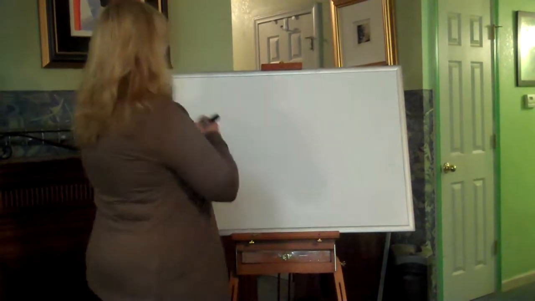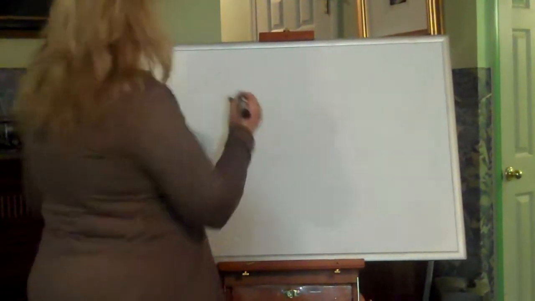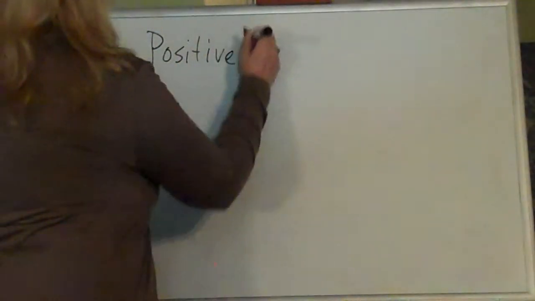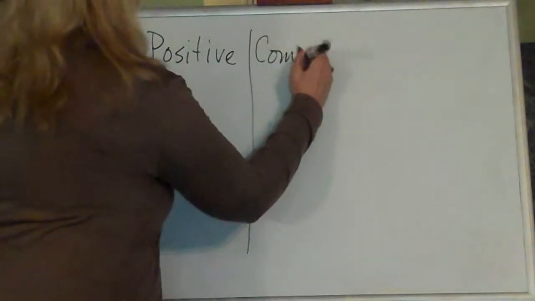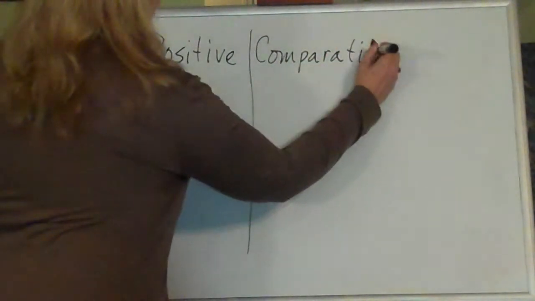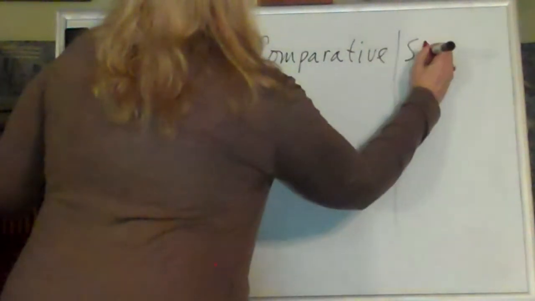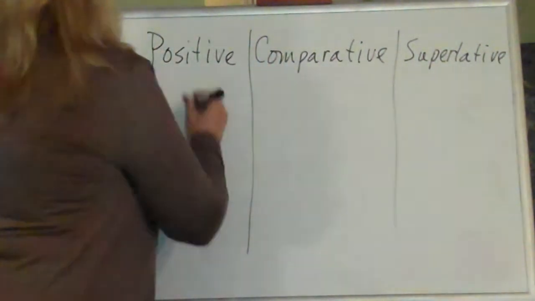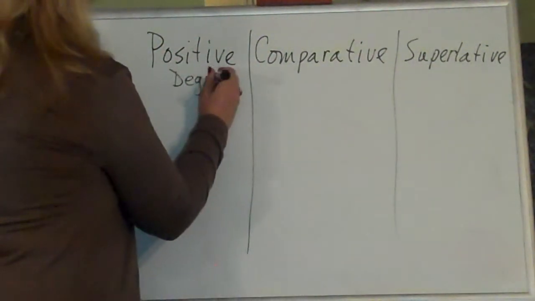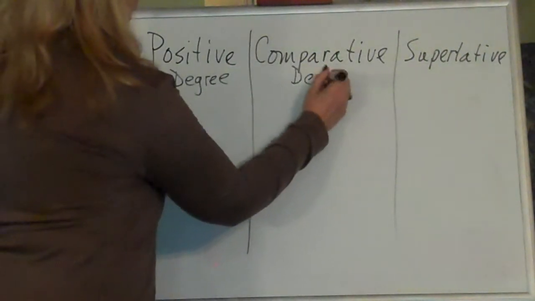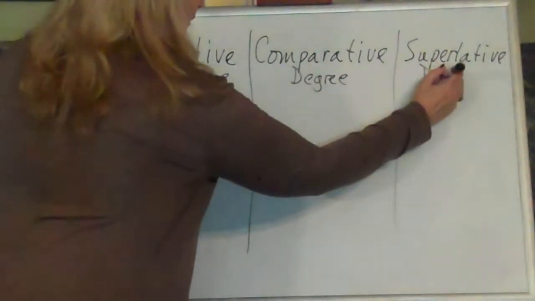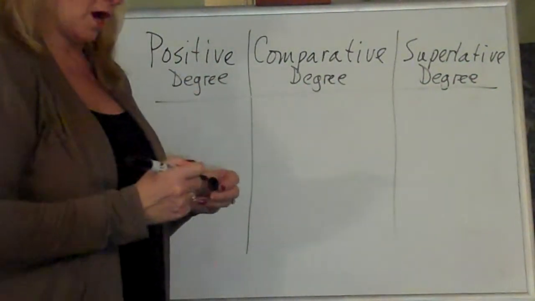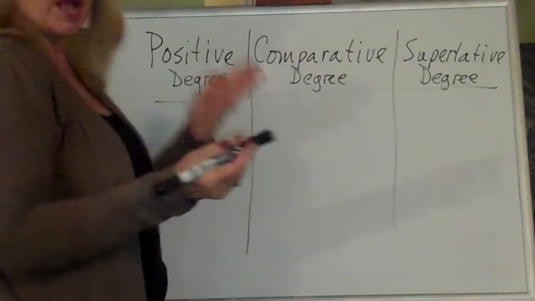Okay, so in order to talk about this, I'm going to make a chart and I'm going to label it positive, comparative, and superlative. These are called degrees. Positive degree, comparative degree, and superlative degree. Now I know that sounds kind of intimidating, but really it's not bad. Here's how it works.